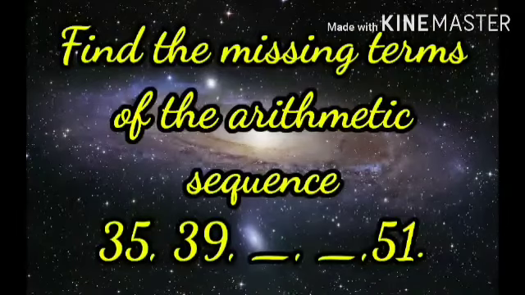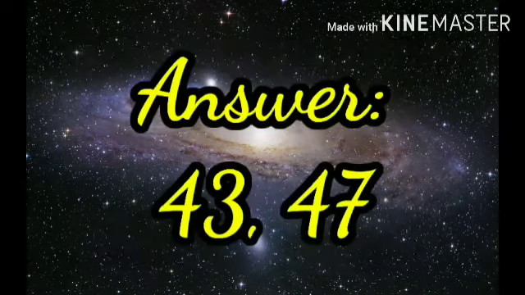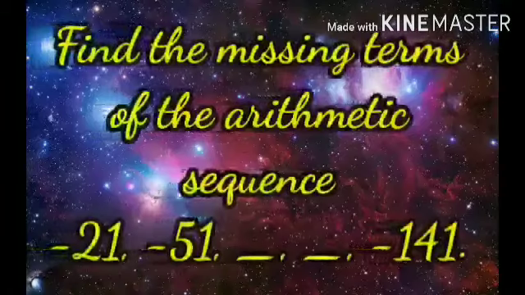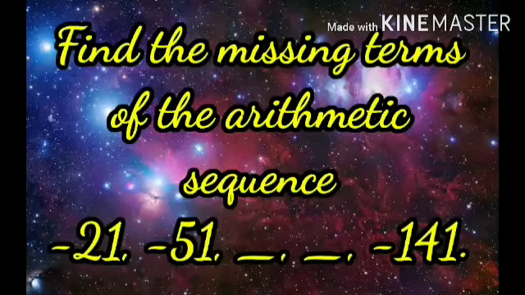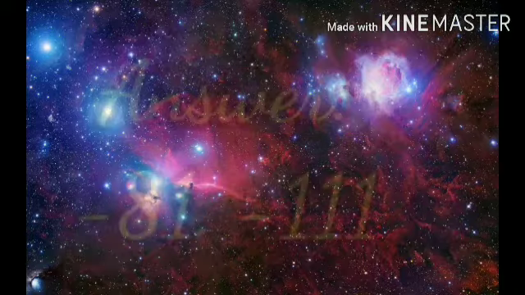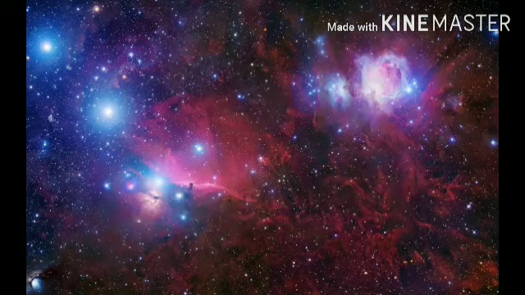Find the missing terms of the arithmetic sequence 35, 39, blank, blank, and 51. Answer: 43 and 47. The common difference is 4. Find the missing terms. Negative 21, negative 51, blank, blank, and negative 141. Answer: negative 81 and negative 111 since the common difference is negative 30.